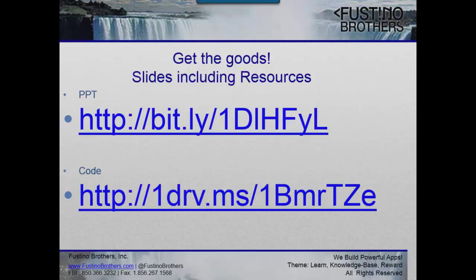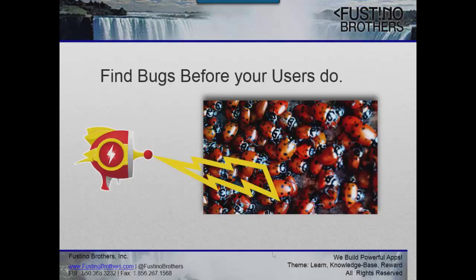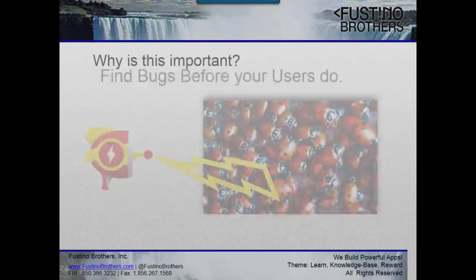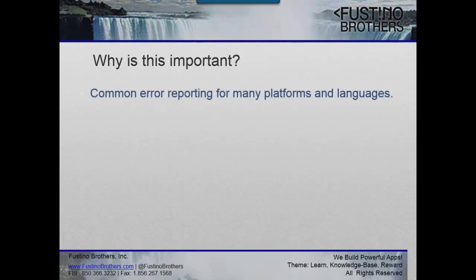All right, here we go. So how do you improve app quality? Well, you find bugs right before your users do. Isn't that the truth, right? If you can find those bugs before your users do, they'll never know that they had bugs to begin with. This is how you try to stay ahead of the game. That's really the bottom line here: you always want to improve this aspect of your application. And why is this important? Well, common error reporting, for many platforms and languages, is an important thing.